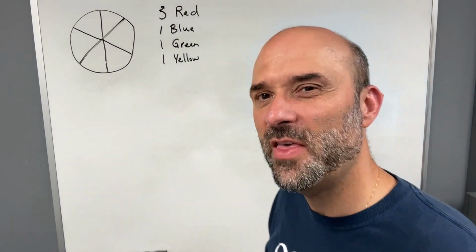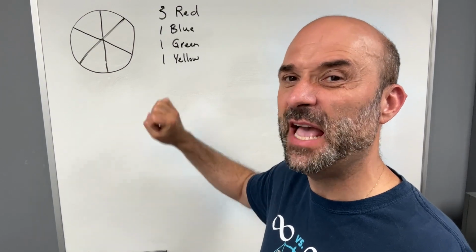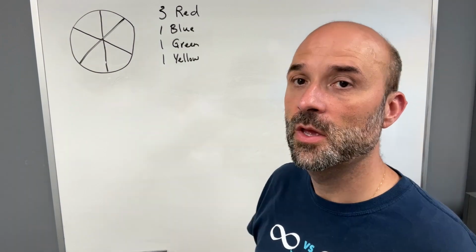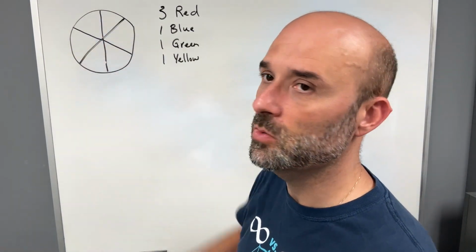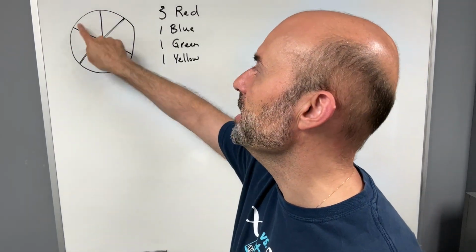We'll add in one other condition. 2 colorings will be considered the same coloring if you can get from one coloring to the other just by rotating the circle. So for example, if I had red, red, red, blue, green, yellow, that's going to be the same coloring of red, red, red, blue, green, yellow.